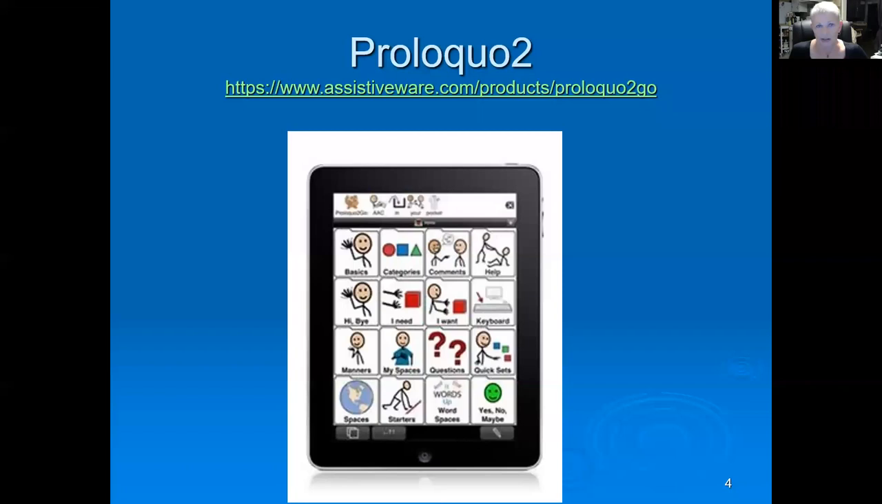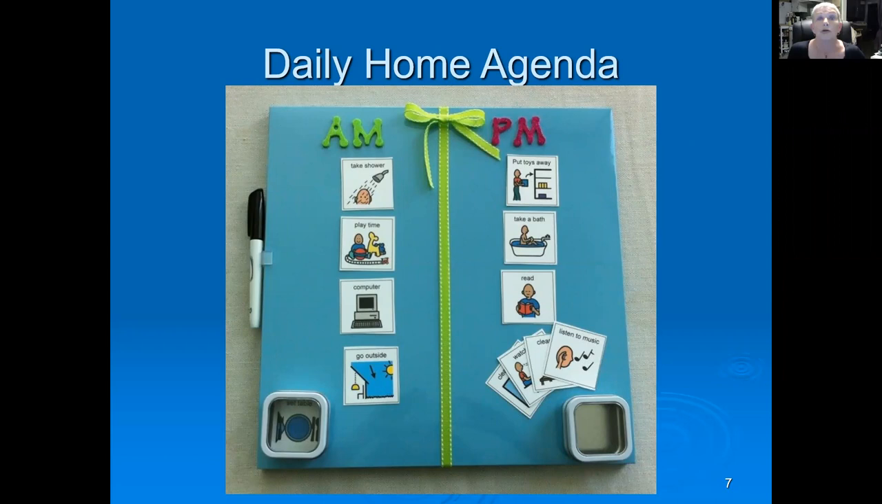Why am I showing you all these? Because I want you to build something that looks like this, a daily home agenda. If you're using X, then you will build it this way.